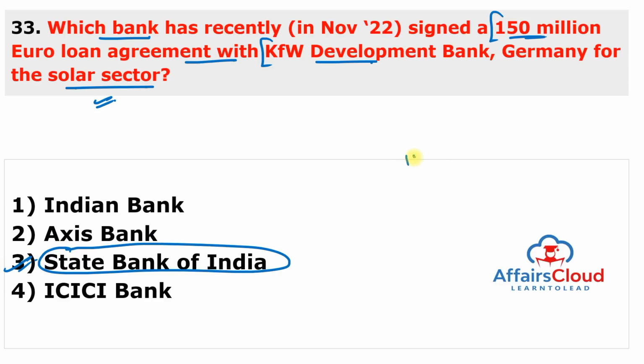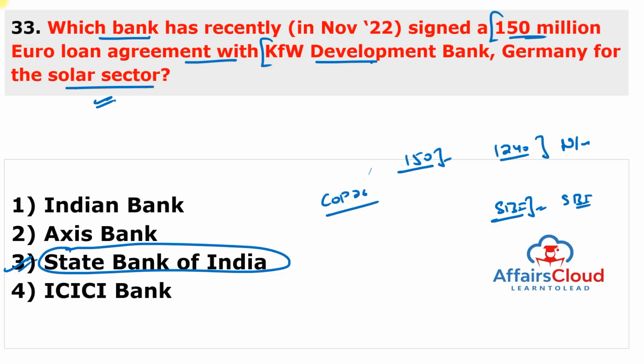So SBI has signed a 150 million euro or almost 1240 crore rupees loan agreement with KfW Development Bank of Germany to facilitate new and upcoming projects in the solar sector. And the agreement of this long-term loan was facilitated by SBI Capital Markets, Investment Banking subsidiary of the State Bank of India. In addition, this long-term loan will further contribute to India's goal of Panchamrit taken up during COP26 or Conference of Parties 26.